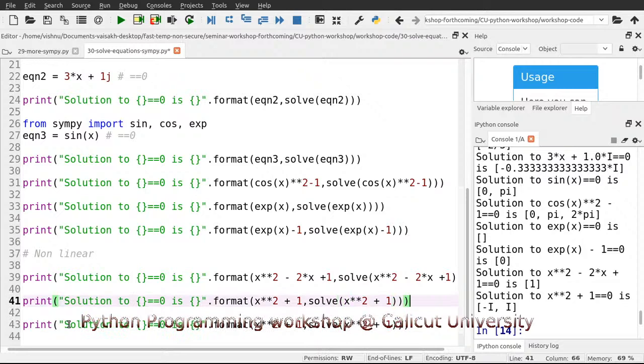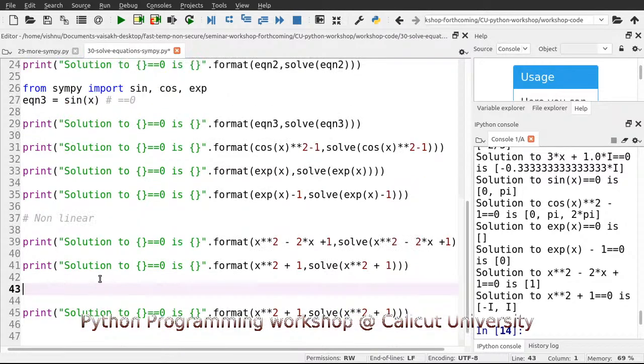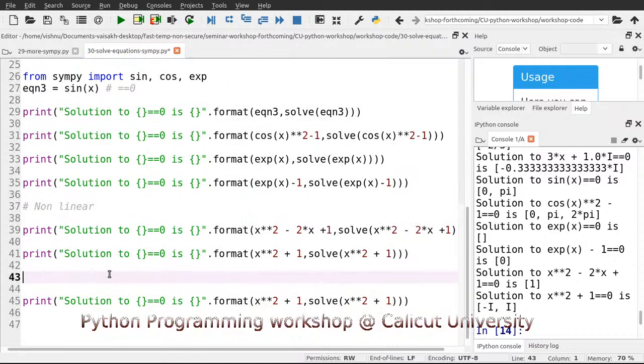Now, can we solve in terms of more symbols? Suppose that we have x square equal to a, or x square minus a we want to solve, and we don't know what exactly this a is. How do we do that? Once again, define a to be a symbol. Solving x square plus a. Let us try to see. I don't know if it will work.